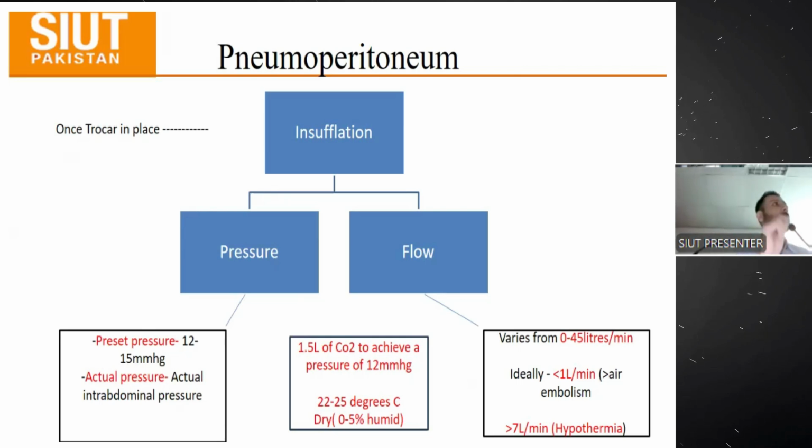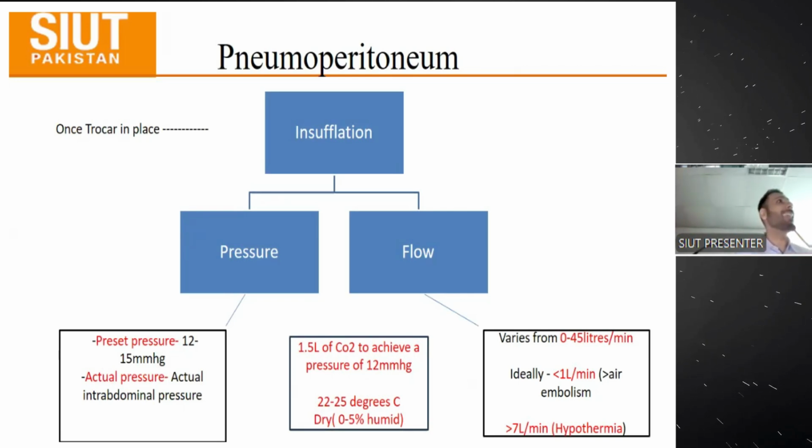The preset pressure is the pressure that the surgeon sets himself. That ranges from 12 to 15 mmHg, which is the optimal pressure for creating an intra-abdominal pneumoperitoneum. The actual pressure is the pressure that is being produced inside the intra-abdominal cavity. The insufflation device also shows you the flow. So the flow varies from 0 to 45 liters per minute.